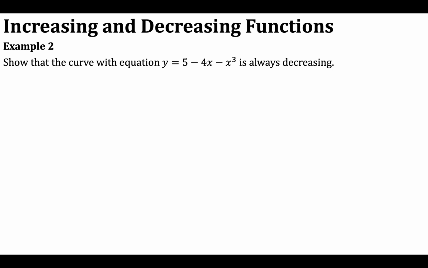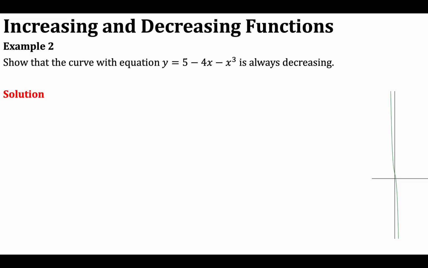Okay, welcome back. So, a second example. Show that the curve with equation y equals 5 minus 4x minus x cubed is always decreasing. So obviously in the last example we looked at one where it was always increasing. We needed the gradient to be greater than 0, and this time we're looking at one where it's always decreasing. So we know that the gradient needs to be less than 0.